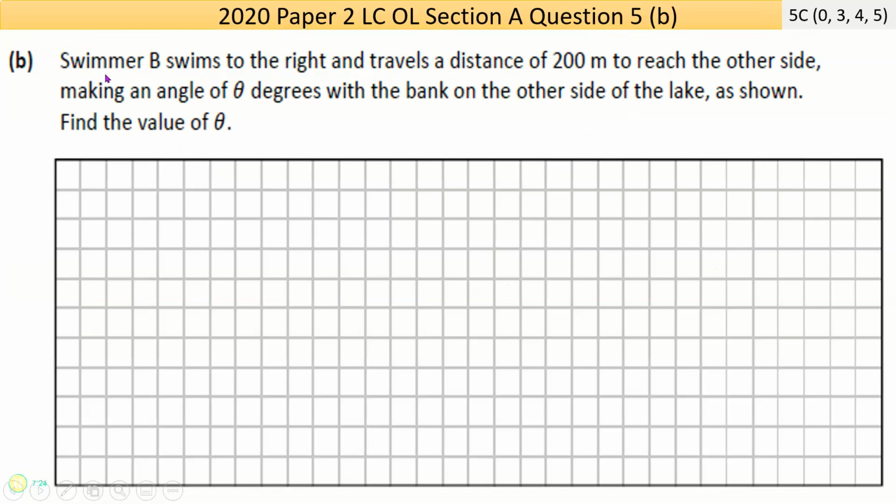Part B here says swimmer B swims to the right and travels a distance of 200 meters. I probably should have taken a screen grab of the diagram and put it in here, but you can always look back, and I'll be doing that myself in a second. To reach the other side, making an angle of theta degrees. If you don't like theta, just call that A, angle A, so you're not worrying about this symbol. It's just the Greek symbol. So making an angle of theta degrees with the bank on the other side of the lake as shown. Find the value of theta.